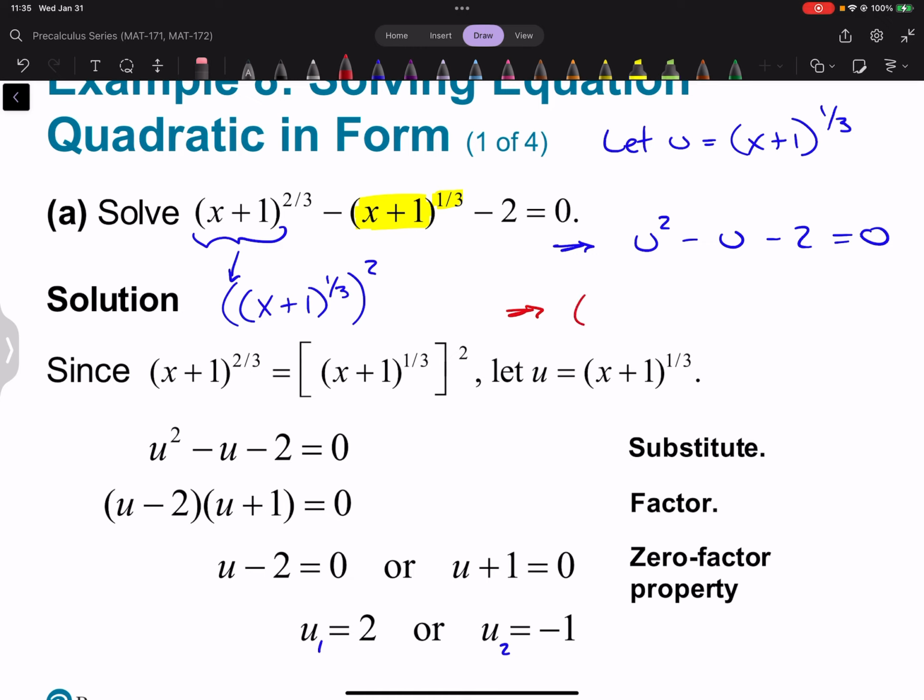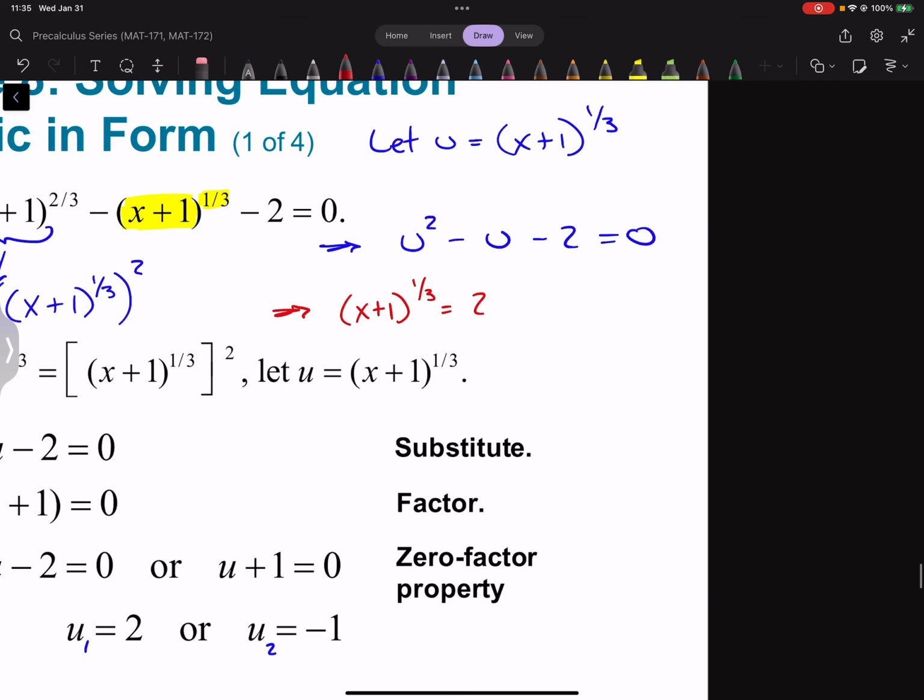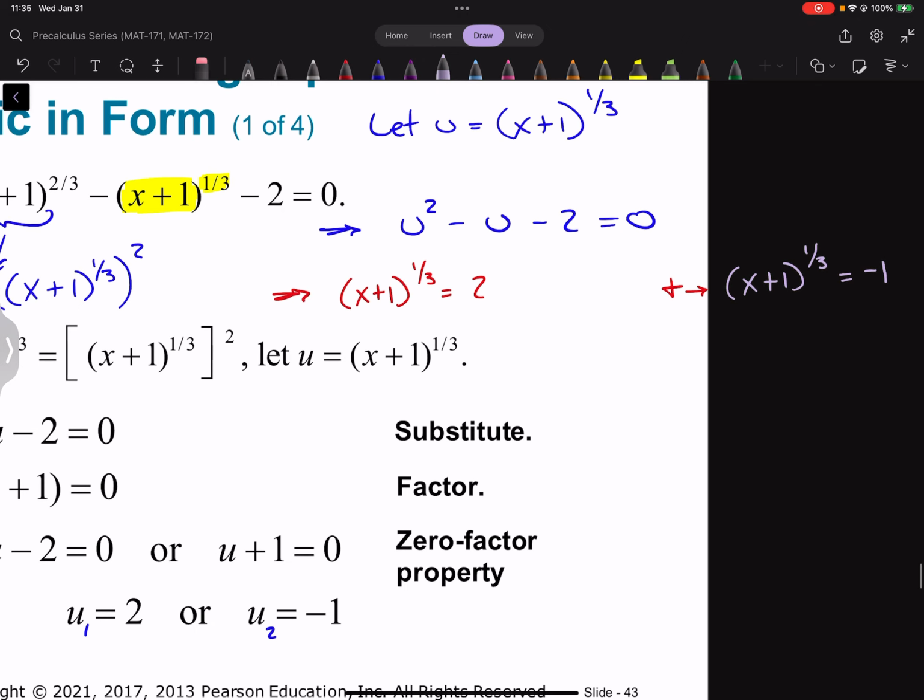So we would have x plus 1 raised to the power of 1/3 equals 2. And I'm going to do this other one off the side here. And we would have x plus 1 to the 1/3 power equals negative 1. And we can solve those. So if I cubed both sides in this first one, I end up with x plus 1 equals 2 cubed, which is going to be 8. Subtract 1 from both sides. One of my proposed solutions is x equals 7.